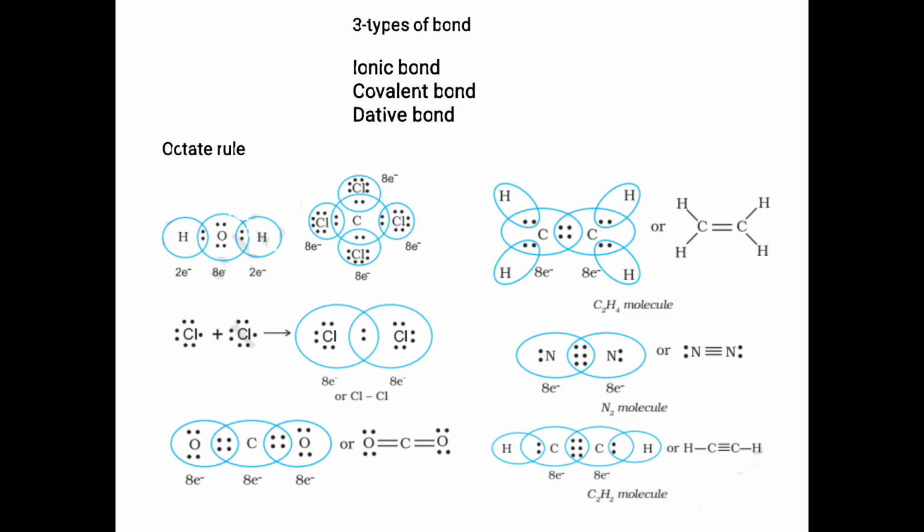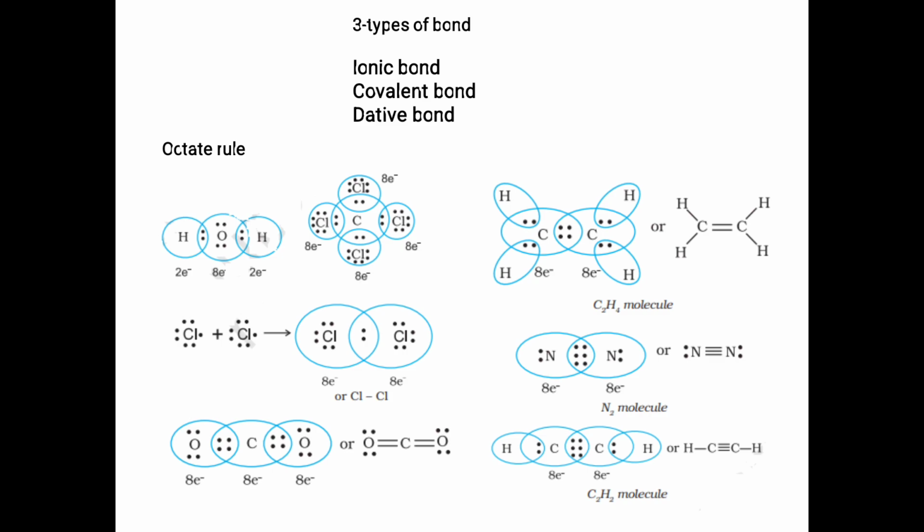Today I will discuss the fourth chapter of class 11 NCERT, which is chemical bonding. Three types of bond are found. One is ionic bond, second one is covalent bond, and third one is dative bond. The octet rule is important to understand bonding in the preliminary stage.